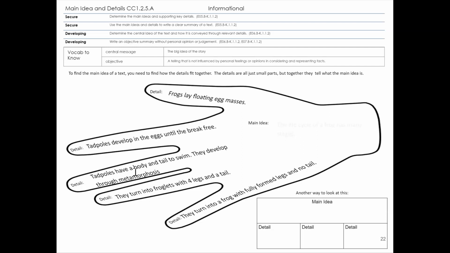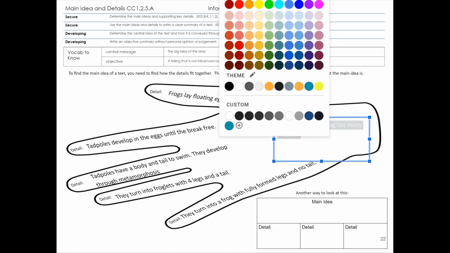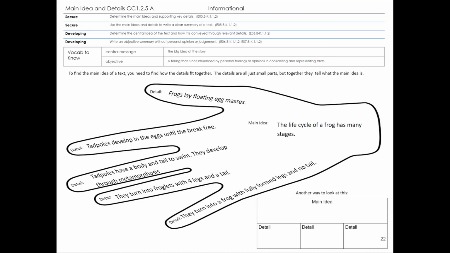So if I'm going here from egg masses to developing in the eggs, breaking out and then developing through metamorphosis, turning into froglets, and then turning into a frog, I could say that the main idea of the whole text is the life cycle of a frog has many stages. If I were to use a column chart here, I could have put each of the details here, but instead I would have needed 5 details. But the main idea would still be the same.